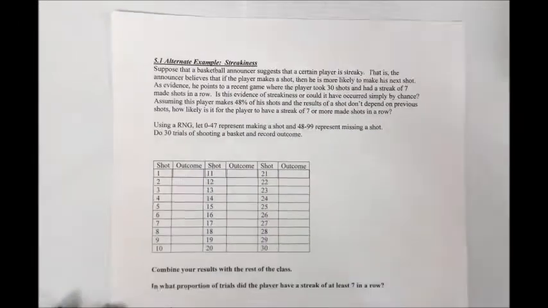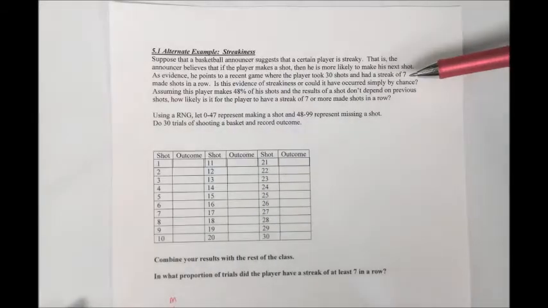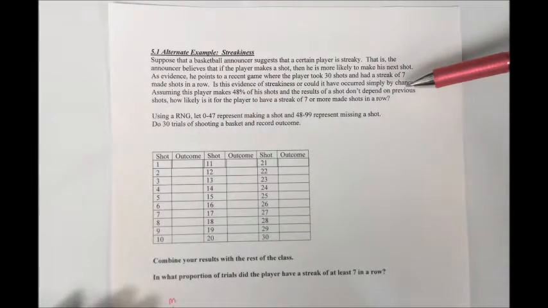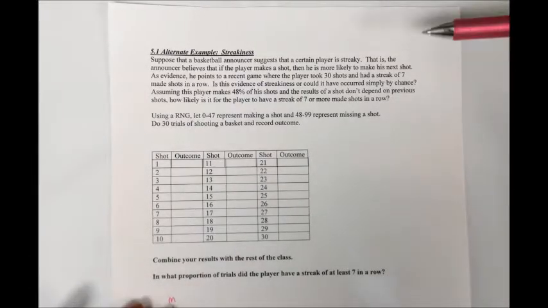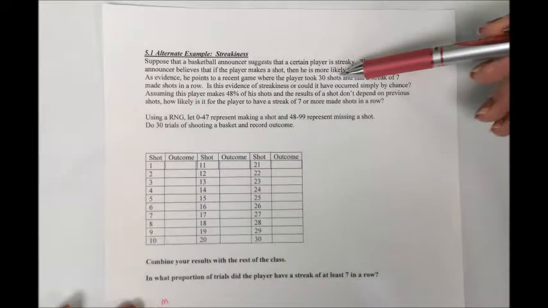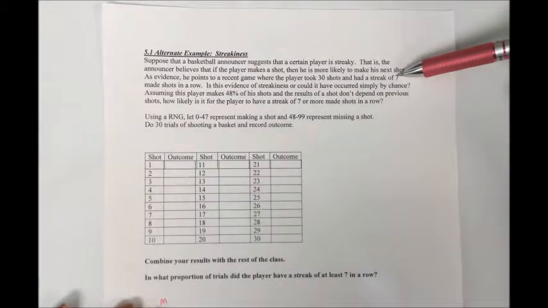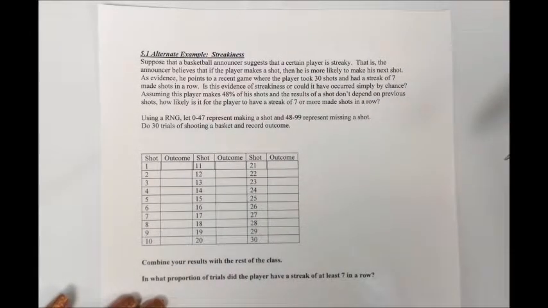So we did something similar with the streakiness on Wednesday. They believe a player, if he makes a shot, is more likely to make his next shot because he thinks he's on a streak. So in a recent game, the player took 30 shots and had a streak of 7 in a row. Is this evidence of streakiness, or could it have occurred simply by chance?